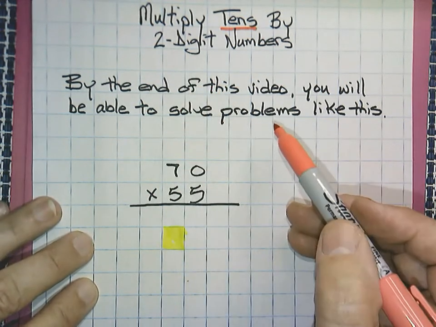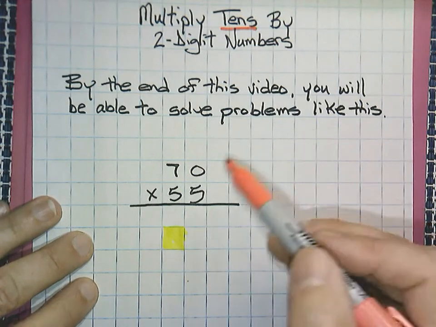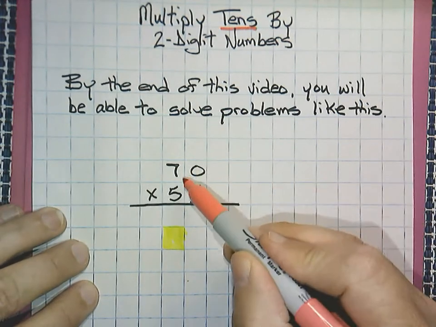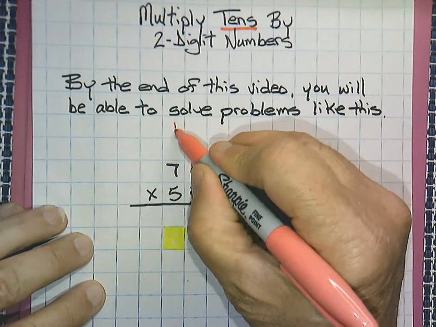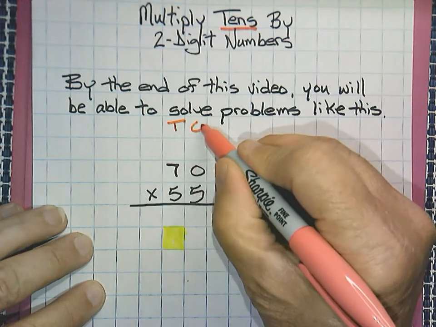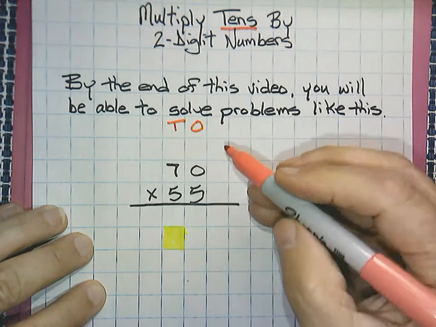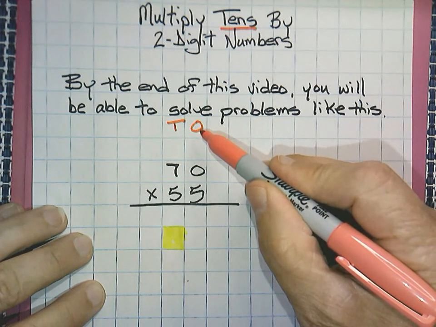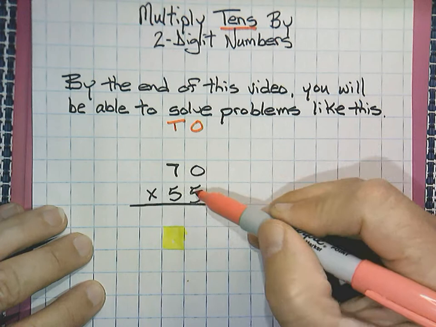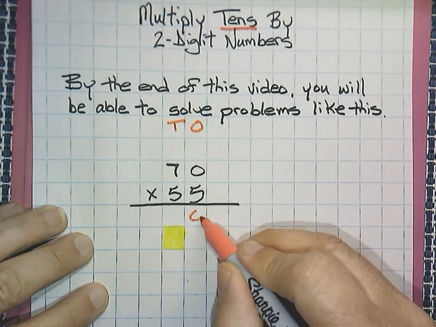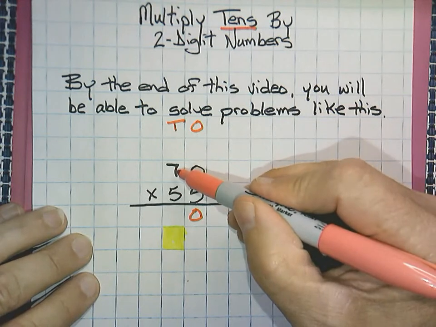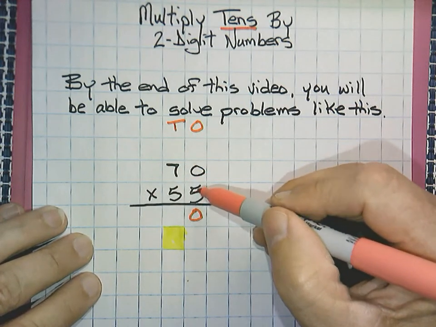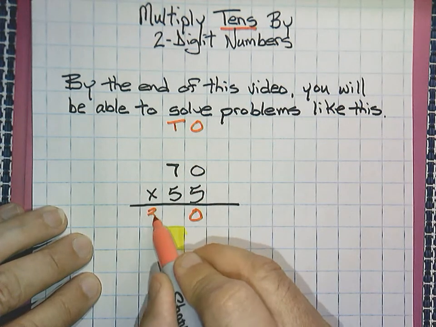By the end of this video, you will be able to solve problems like this: 70 times 55. Remember our place value, tens and ones. We're going to start in our ones. 0 times 5 is 0. And then 7 times 5 is 35.